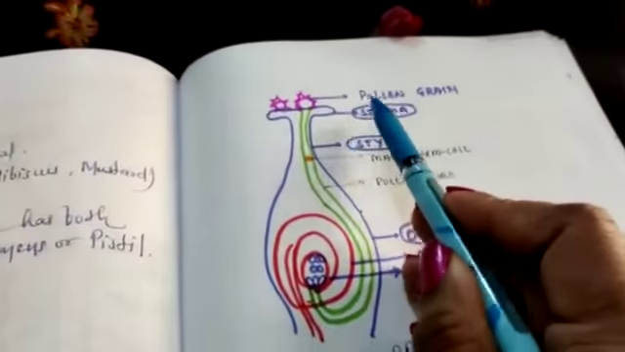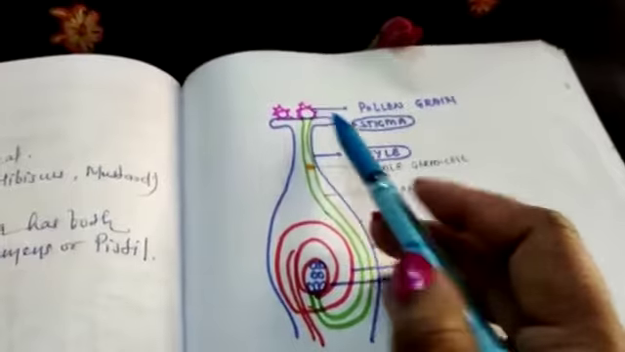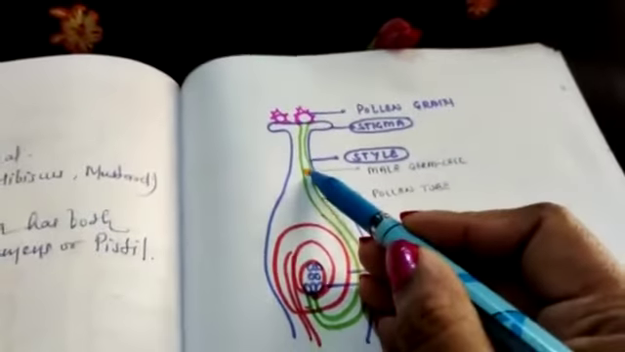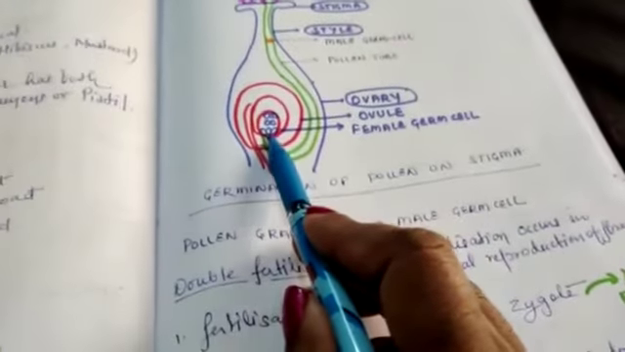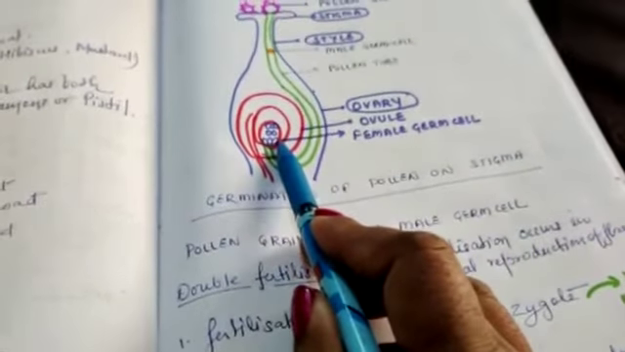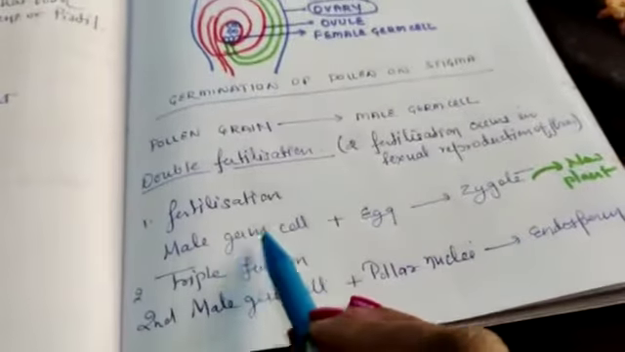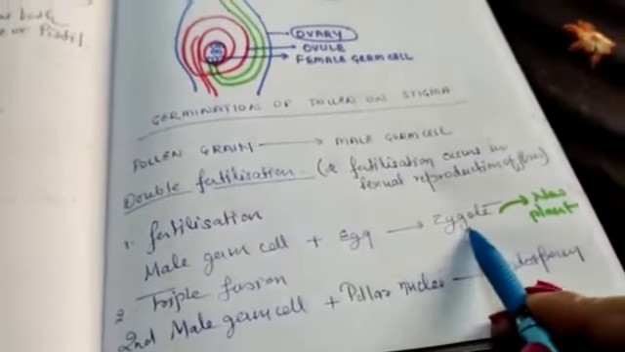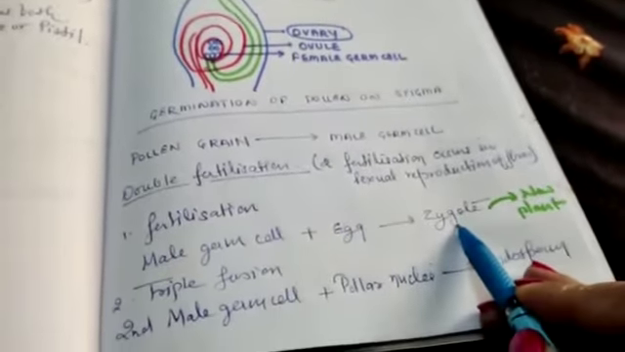So here this pollen grain produces 2 male gametes. Here you are observing male germ cell, right? One of the male germ cells fuses with this egg. नीचे वाले तीनों में से जो बीच वाला है, right? One of the male germ cells fuses with egg to form zygote. Fusion of male and female is known as fertilization. There is formation of zygote.